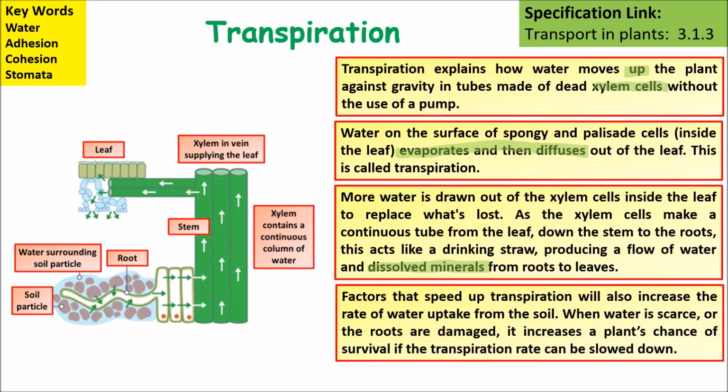Factors that speed up transpiration will also increase the rate of water uptake from the soil. When water is scarce or the roots are damaged, it increases a plant's chance of survival if the transpiration rate can be slowed down.